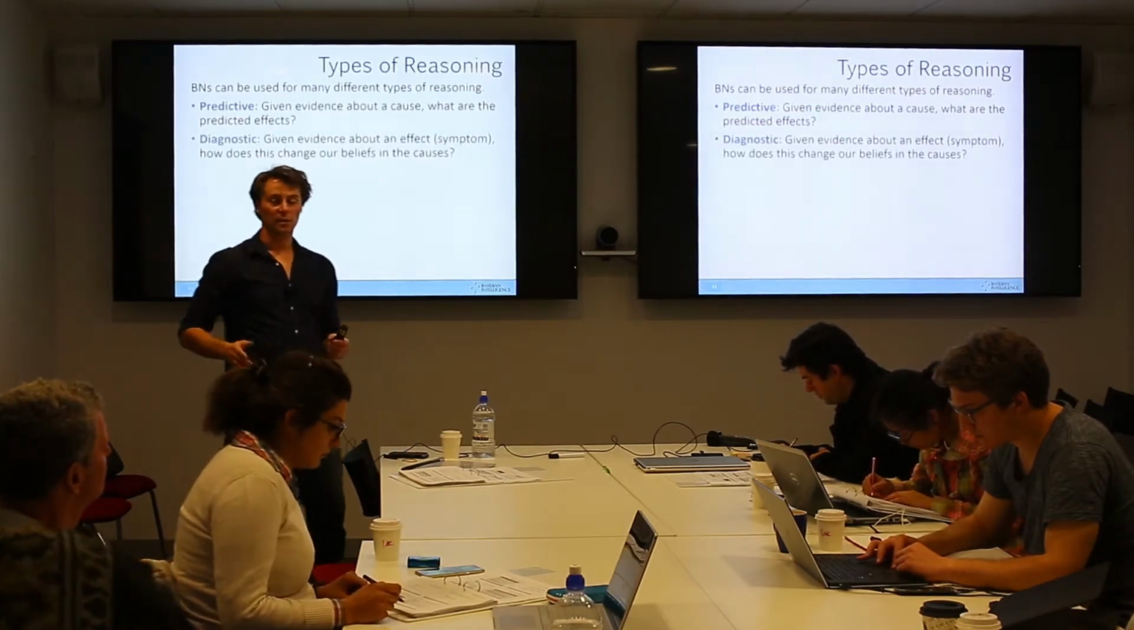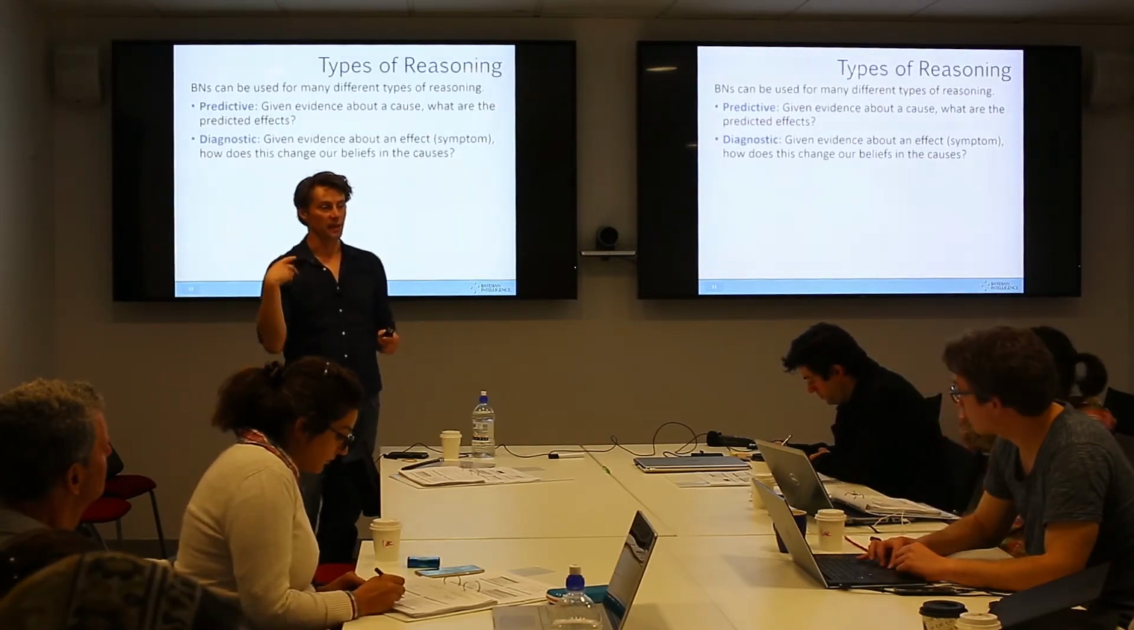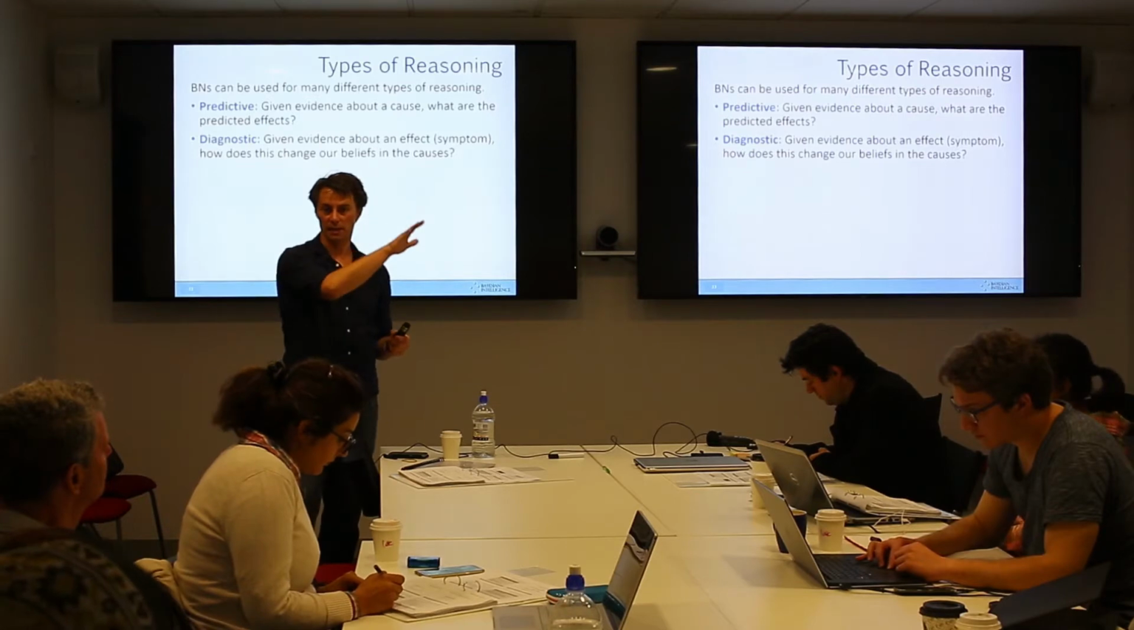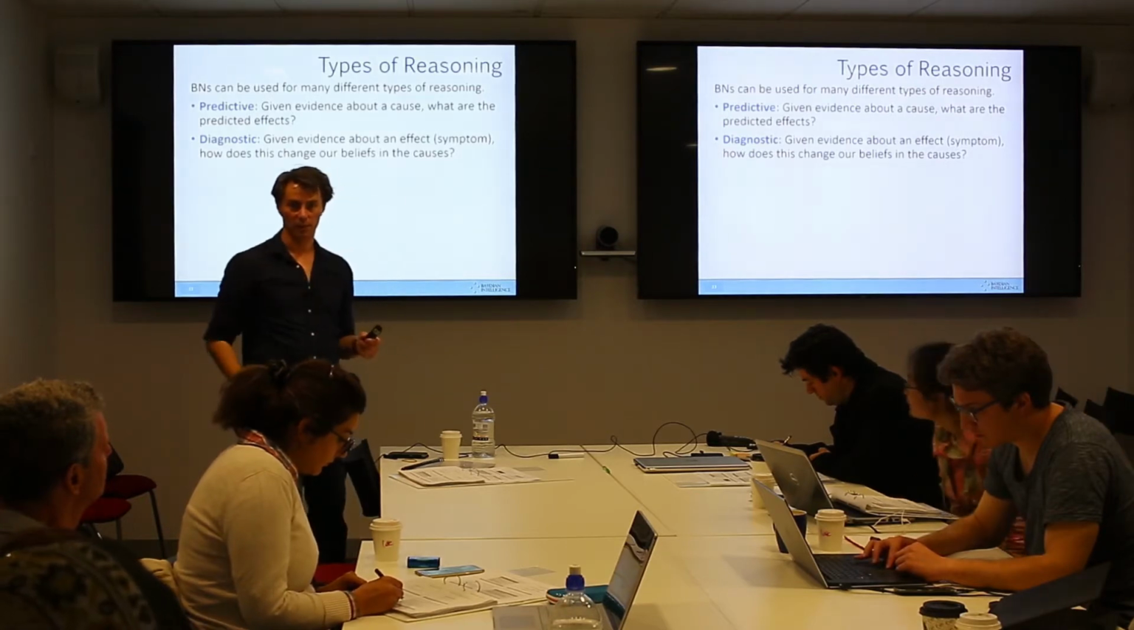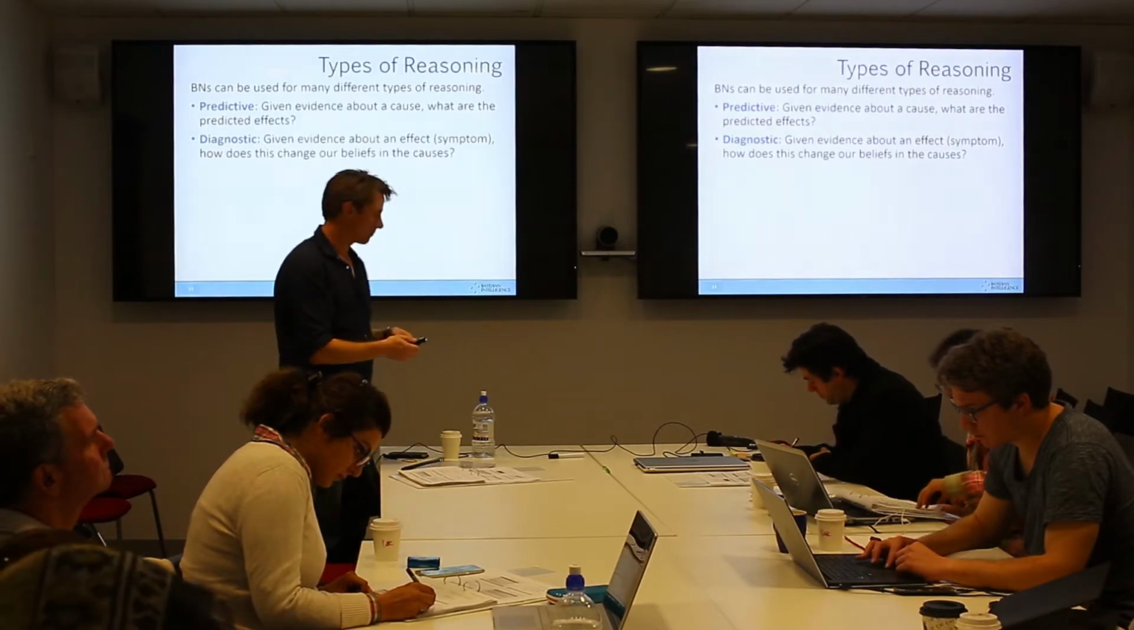We can also use it diagnostically, so reasoning backwards up the causal chain. So we know something about the native fish population, and we want to understand what's happening with the causes of that native fish population. So that tells us something about what the rainfall situation is or the drought condition.